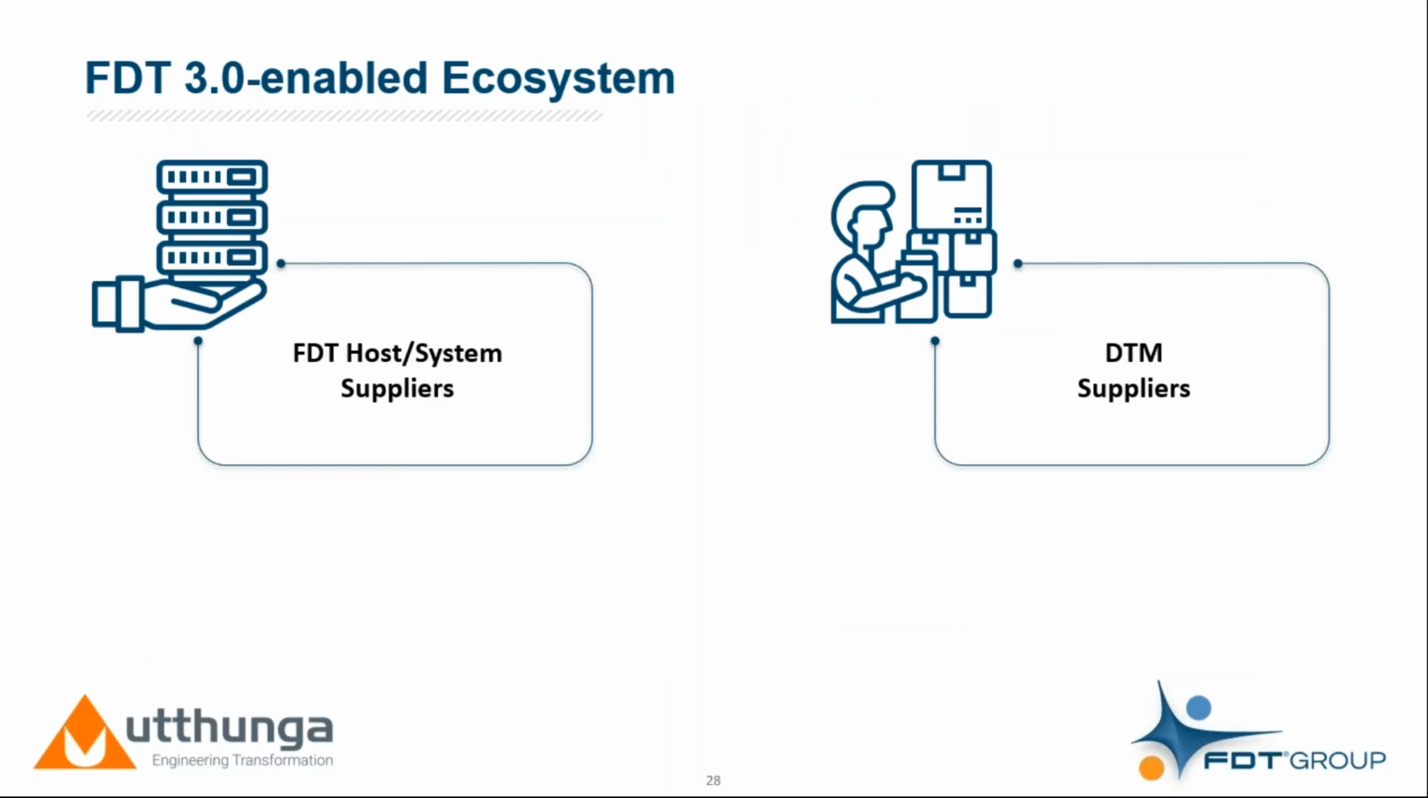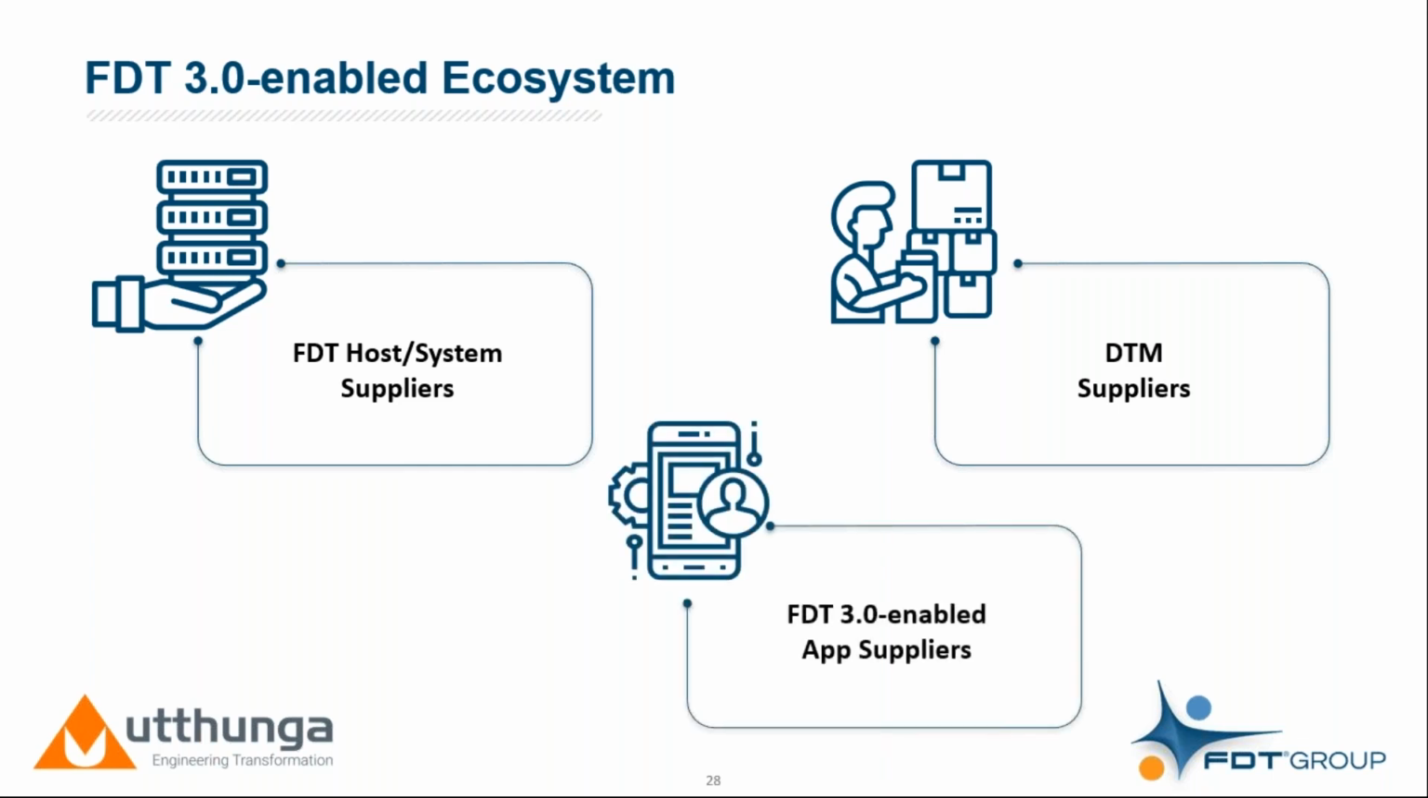As you can see here, FDT 3.0 changed the ecosystem itself. Earlier, we had an FDT host supplier and a DTM supplier. But with FDT 3.0, we have an app supplier. With FDT 3.0, you can develop a simple app. It is similar to how you have on your mobile phone. You can download the app from the App Store. A similar concept can be utilized using FDT 3.0. Next.